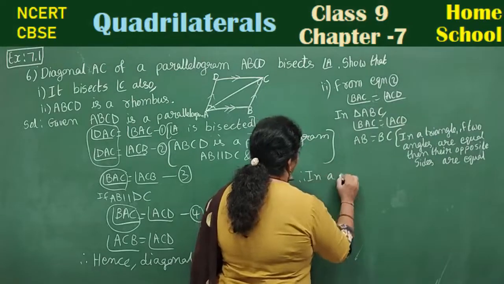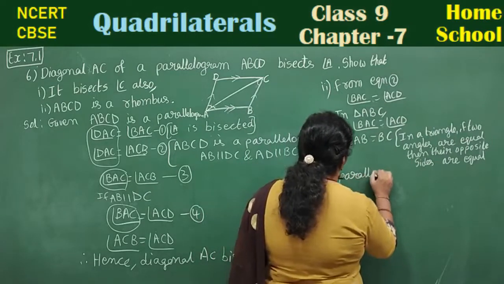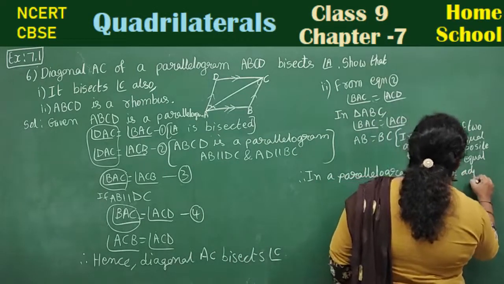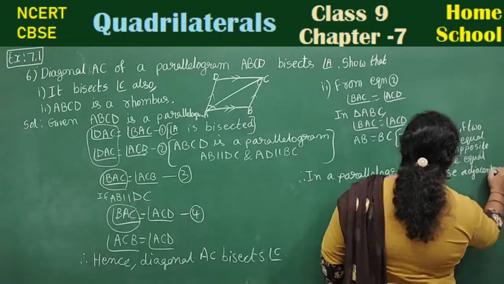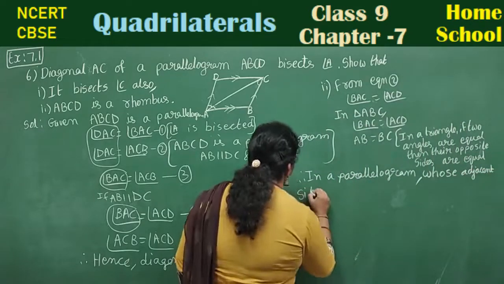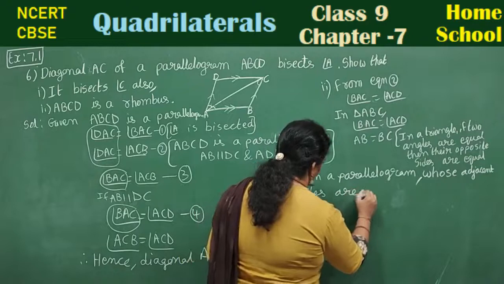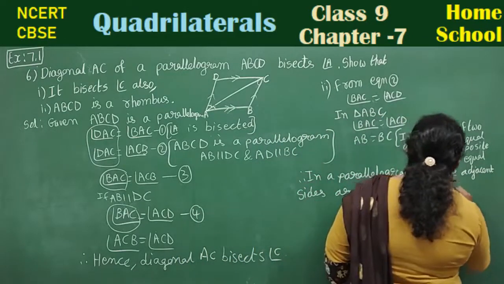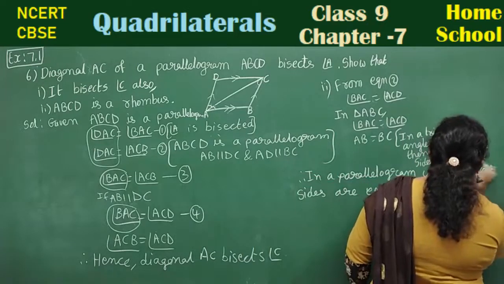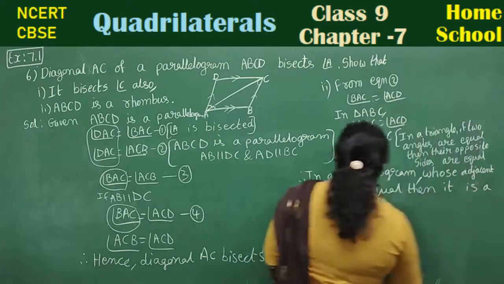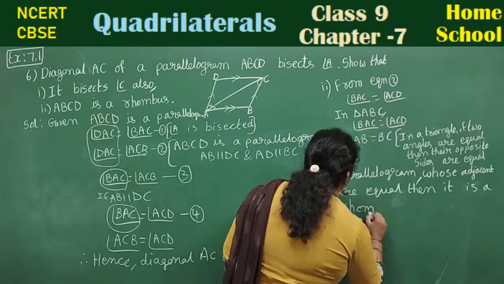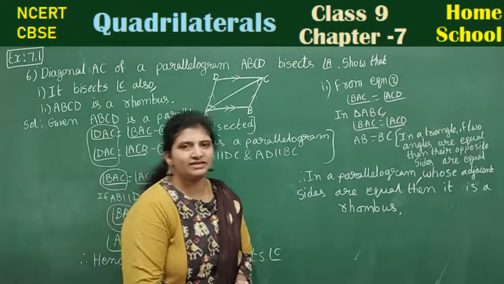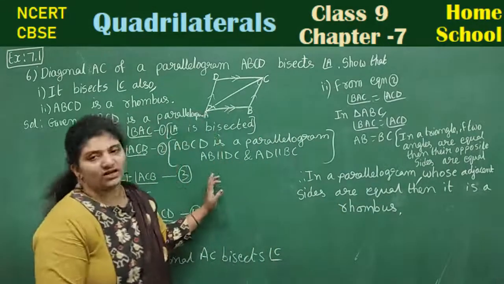Therefore, in a parallelogram whose adjacent sides are equal, then it is a rhombus. If adjacent sides are equal, then it is a rhombus. Hence, it is proved. Once again, observe the figure carefully.